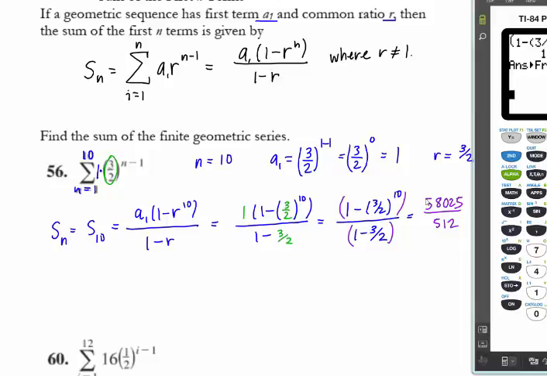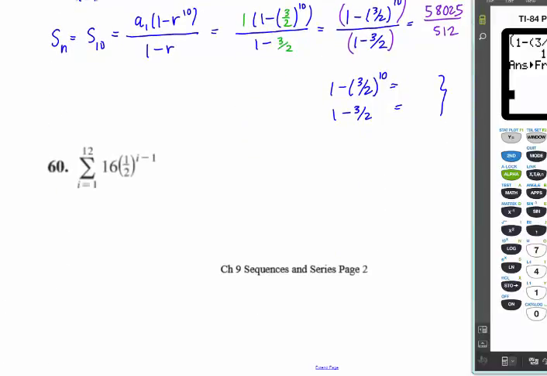If your calculator isn't that powerful, do the top, 1 minus 3 halves to the 10th, and you get that number, and then divide it by the bottom, 1 minus 3 halves, and get that number, and that should help you make the fraction, and then reduce it if you need to, if everybody's a factor of 2 or something. So again, same type of formula, number 60.